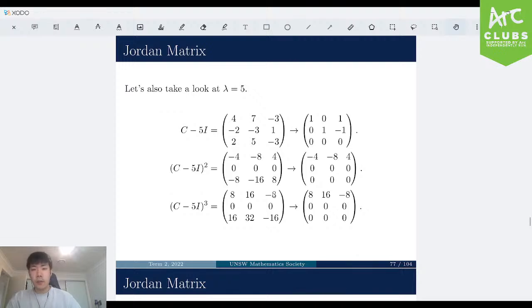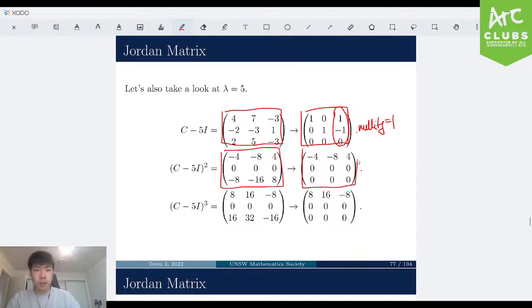Let's look at lambda equals 5. C minus 5I is this matrix here. Row reduced, it becomes this. Its non-leading column is this. So it has a nullity of 1. Okay? We square it, it becomes this. We reduce, it becomes this. And now it has 2 non-leading columns. Okay? So its nullity became 2. And again, we raise to the third power, and we again get 2 non-leading columns. Its nullity is 2.